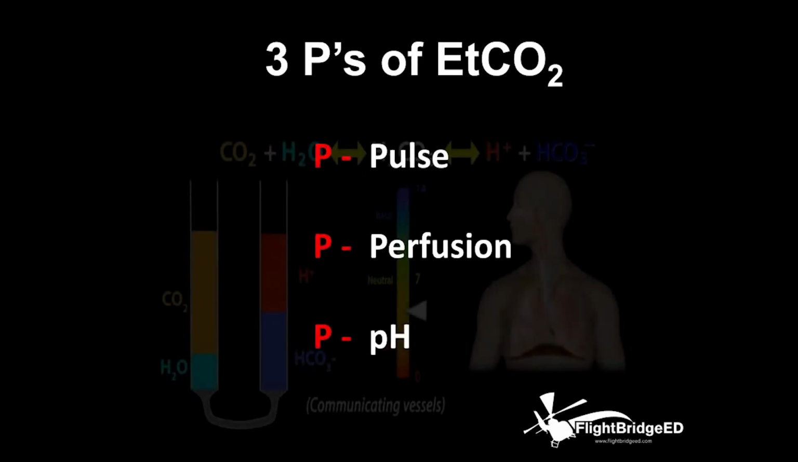What's one way to evaluate this? Well, if you don't have any of these fancy parameters, you place end-tidal CO2 on this patient when you get to the ED. We got to remember the mnemonic of the 3 Ps of end-tidal CO2. Number 1, pulse. Do they have a perfusing pulse? Do they have a pulse at all? Number 2, perfusion. If I have an end-tidal CO2, as we saw, of 23, why is that? Is it because the patient is hyperventilating?